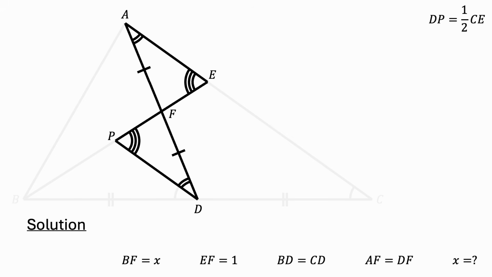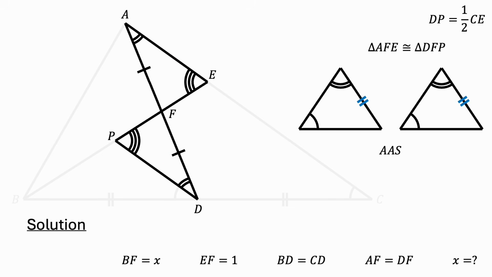Next, consider triangle AFE and triangle DFP. We claim that triangle AFE is congruent to triangle DFP. Since angle EAF equals angle PDF, angle FEA equals angle FPD, and AF equals DF, the two triangles are congruent by AAS.